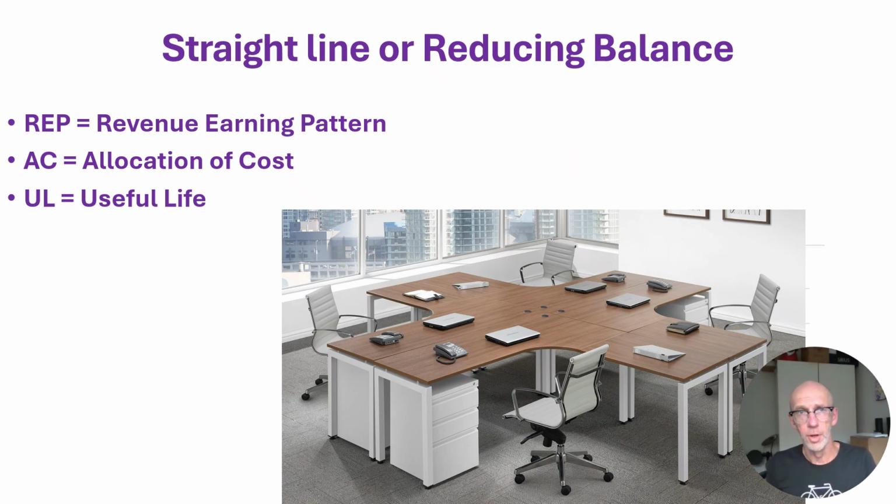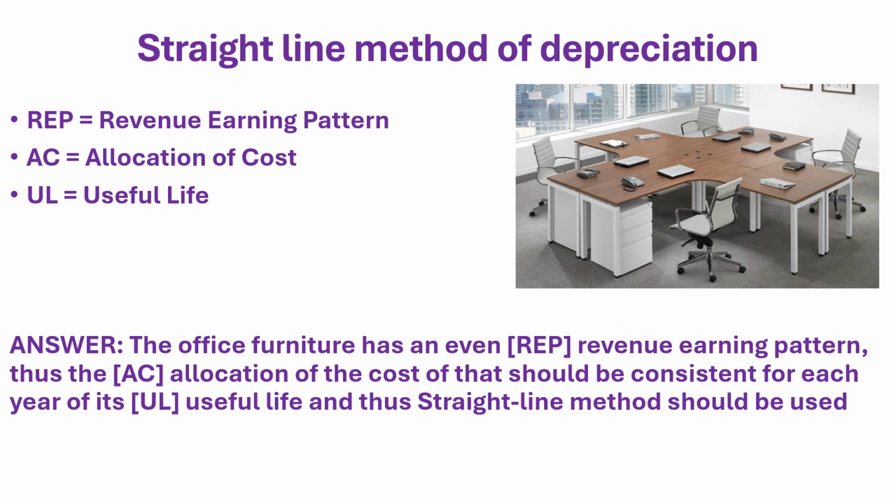Example 1, we've got some office furniture and we've been asked to select and justify our choice of methods of depreciation we should use for the office furniture. So in scaffolding our response, we use the REPACAL acronym. We start by emphasizing that the office furniture has an even revenue earning pattern, and so therefore we're going to allocate the cost of the asset in a consistent manner over each year of its useful life. So therefore that leads us to selecting the straight line method.